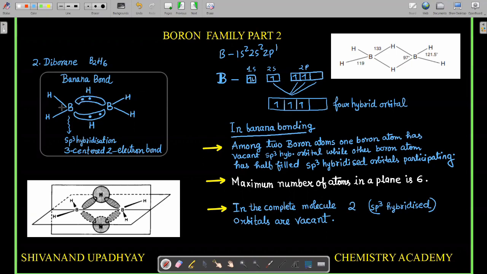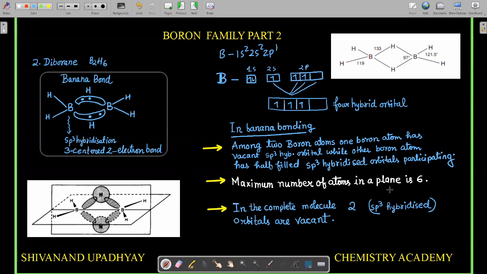So one electron, this electron, because there are a total of 3 unpaired electrons. These 2 electrons are participating in bonds with hydrogen atoms, right? The third electron here is again participating in the 3-center 2-electron bond, but this hybrid orbital is vacant, which is forming a bond in this 3-center 2-electron banana bond. So in the overall molecule, this boron has one vacant sp3 hybrid orbital, and this boron also has one vacant sp3 hybrid orbital. So in the overall molecule, there are 2 vacant sp3 hybridized orbitals of boron atoms.